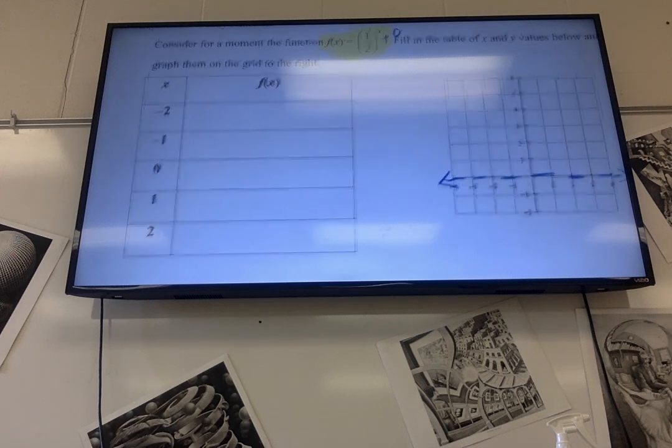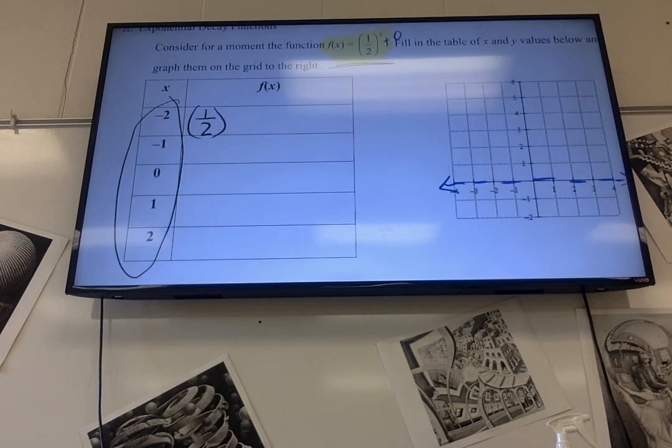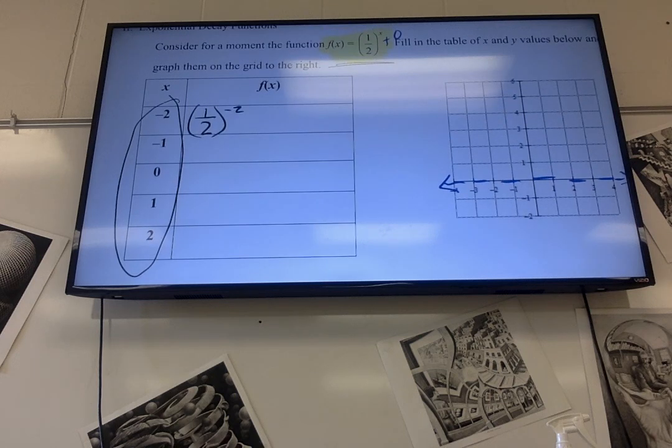So we're going to plug in these numbers for x into this yellow equation. So it's 1/2 to the x, which is -2. What do we do if it's a negative? Flip it. So it's +2. You can put it over 1 if you want to, but we know 2 over 1 is just 2. Squared, which would be 4. Okay, you fill in the other ones.